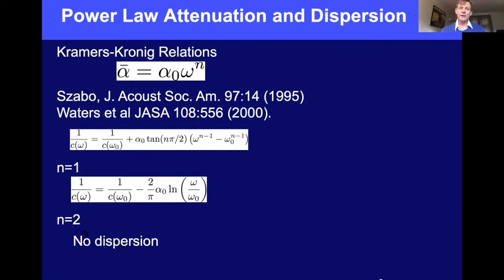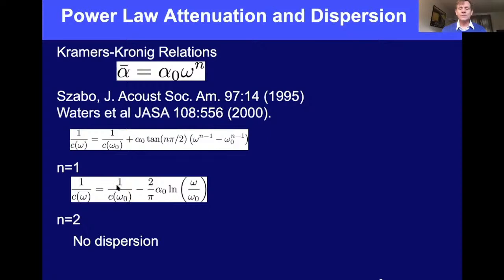The n equals 2 case is common for things like water, very simple fluids, and so those tend to be dispersion free. So all the different frequencies travel at the same velocity. But for things like soft tissue, you will actually have variations in sound speed.